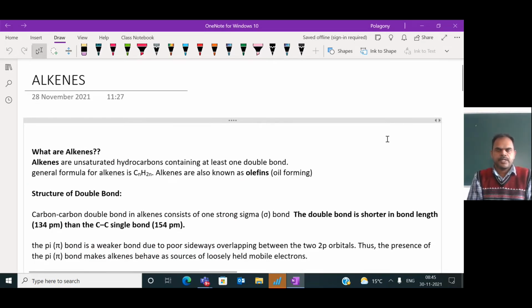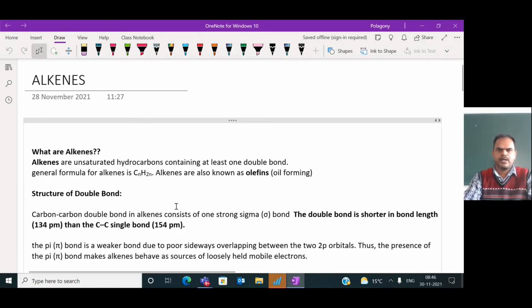Dear students, today we are going to discuss hydrocarbons, saturated hydrocarbons and unsaturated hydrocarbons. In our topic, we are going to discuss unsaturated hydrocarbons called alkenes. So what are alkenes?